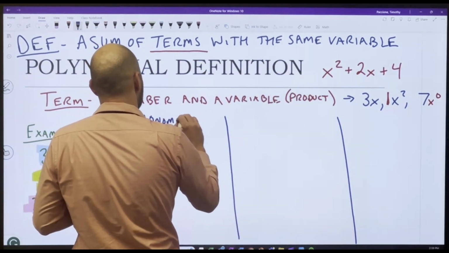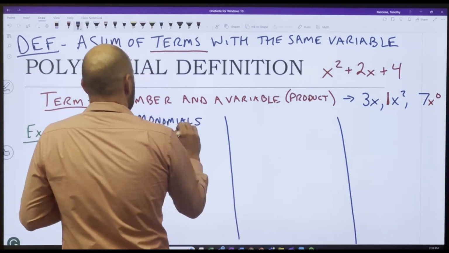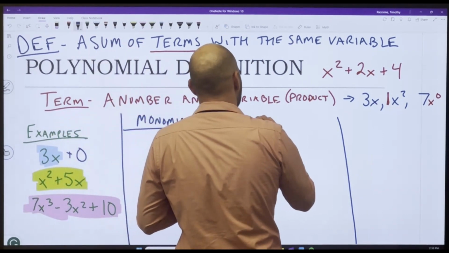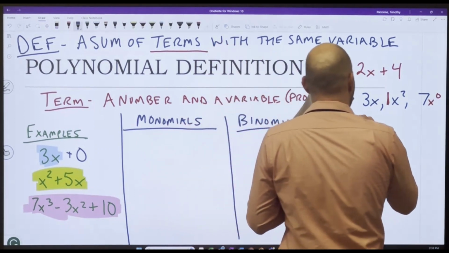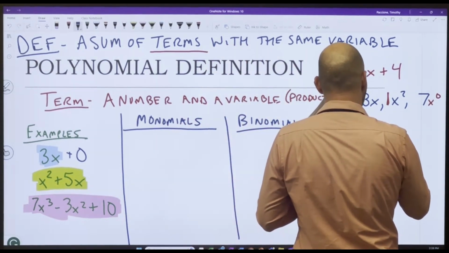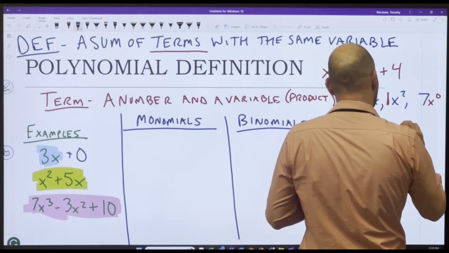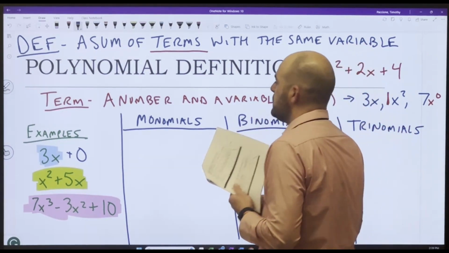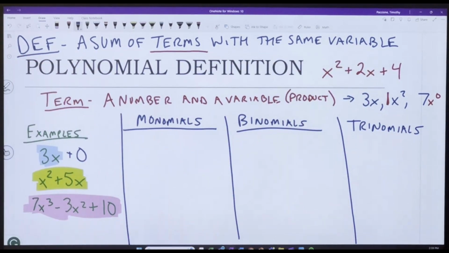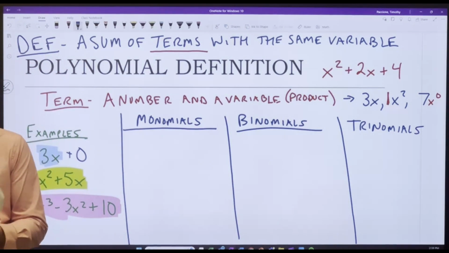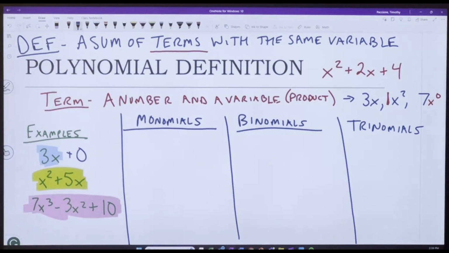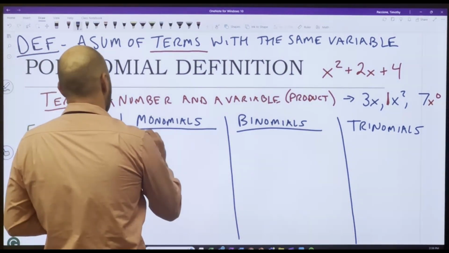Monomials, binomials, and trinomials. Okay, so what does the word mono mean? Anybody know? One. If you ever forget that, think about mano a mano. It's one-on-one, right? Mono is one, so that is one term.